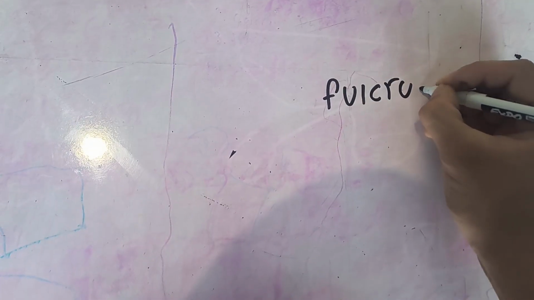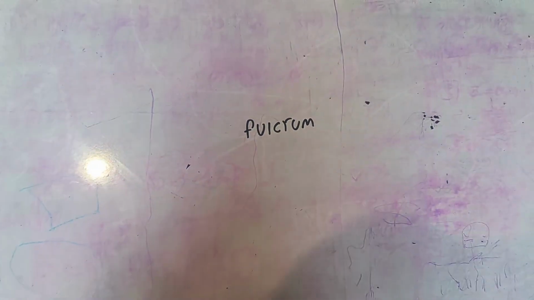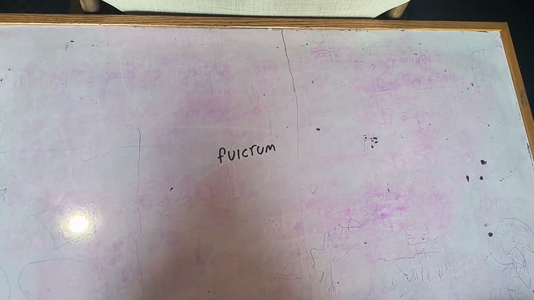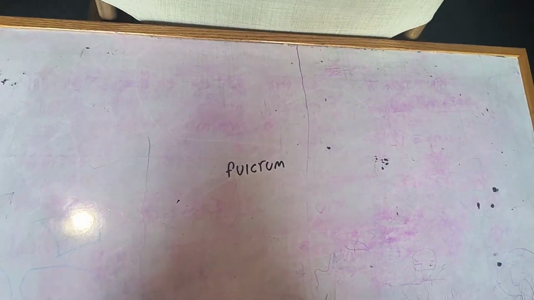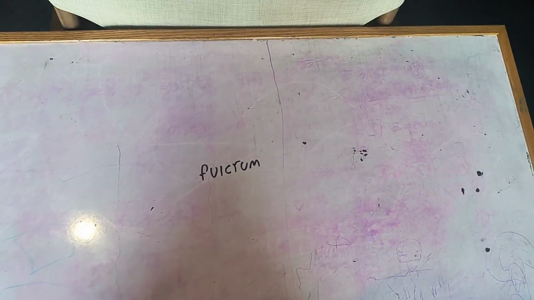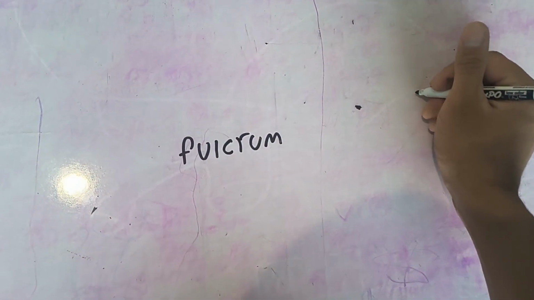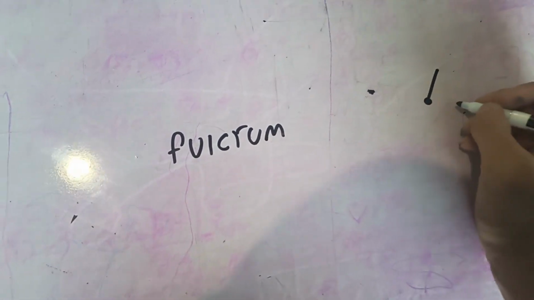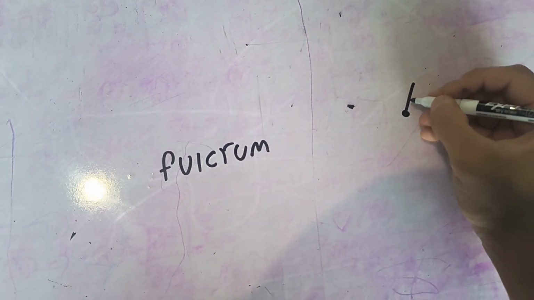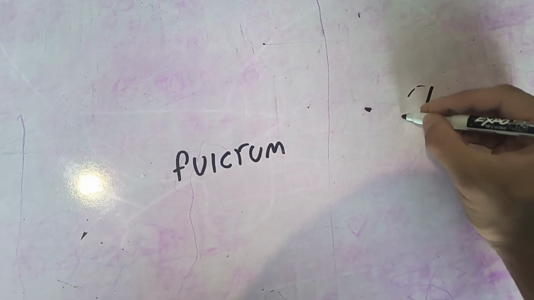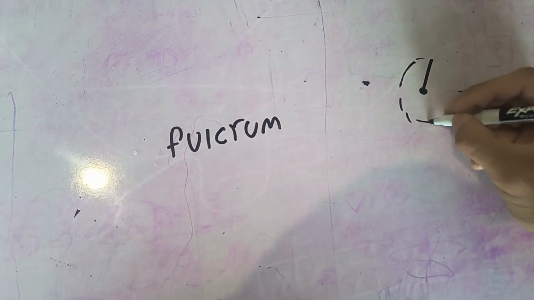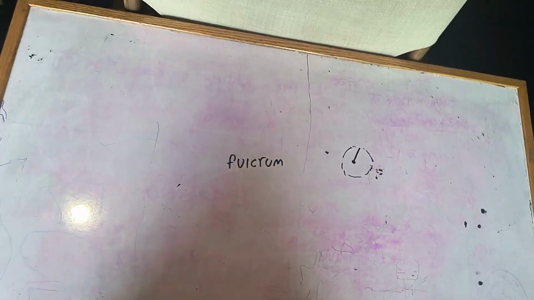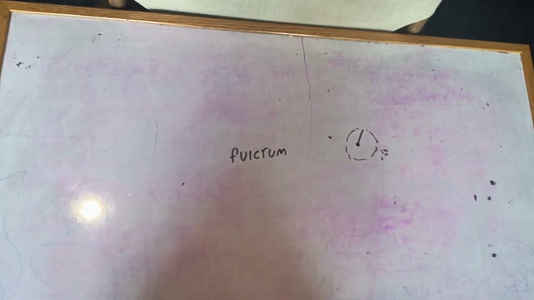Fulcrum. And a fixed point is just a spot that doesn't move. It stays put. So if a lever is a rigid bar that moves around a fixed point, it would be like this. Imagine this was a stick and this was a fixed point. This stick rotates around that point, almost like the hand of a clock rotates. Okay, like that.